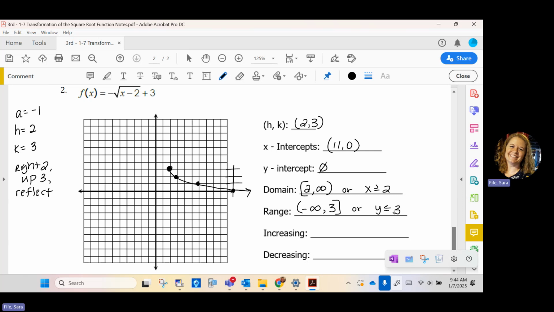Now this time, is the graph increasing or decreasing when I look at it from left to right? It's decreasing and it never changes. So there's no increasing interval this time. It is decreasing from what x value to what x value? Good. Same as the domain, 2 to infinity. But it's always parentheses for increasing and decreasing intervals. All right. So that's transformation rules and key features for square root.